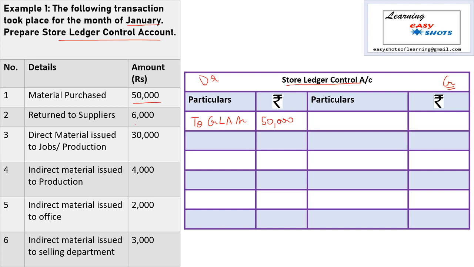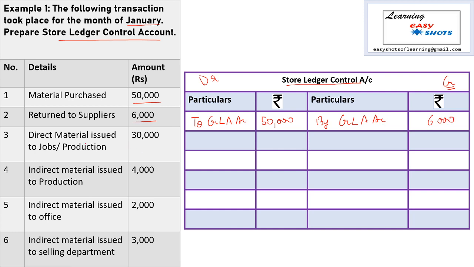Now in our second transaction, material is returned to the supplier due to damaged condition or not up to the mark. Now when the material is returned from the store, we credit the store ledger control account, and when the material is returned to the supplier by cash or creditors, in place of cash or creditors we use general ledger adjustment account amounted to 6,000.